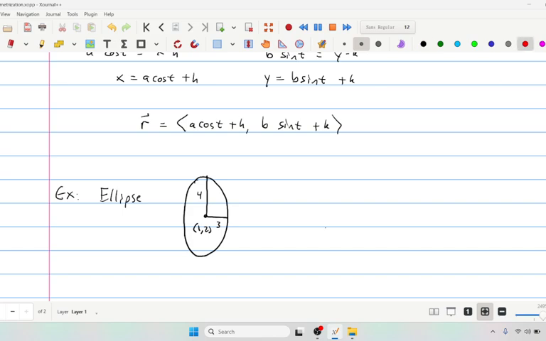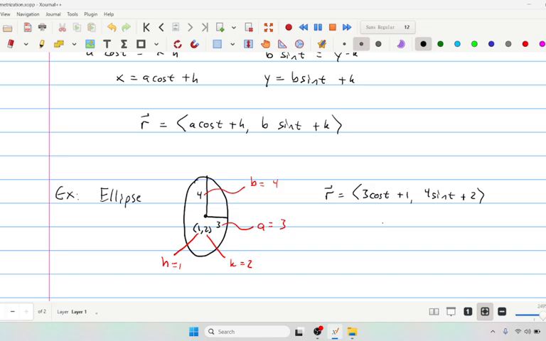So based on this picture, all the stuff that is going with the x, I see that the x component of the center is 1, so that's h. The y component of the center is k, which is 2. The radius in the x direction is 3. And then the radius in the y direction is 4. So if we plug all of these in, we have that r is equal to 3 cosine t plus 1, and then 4 sine t plus 2.